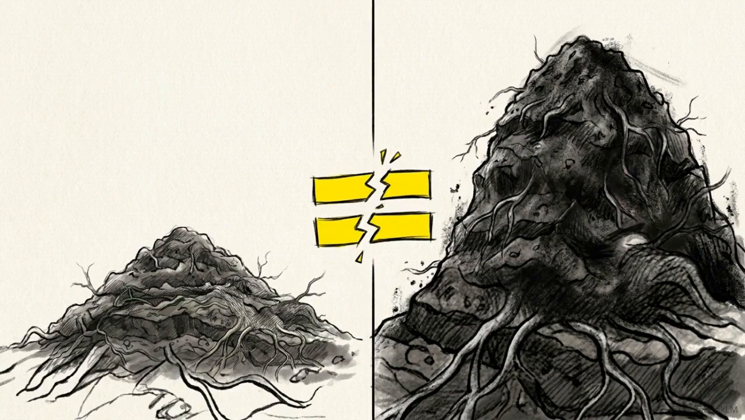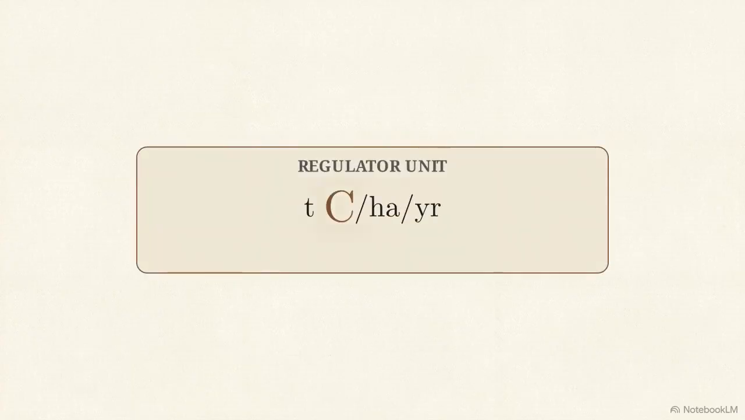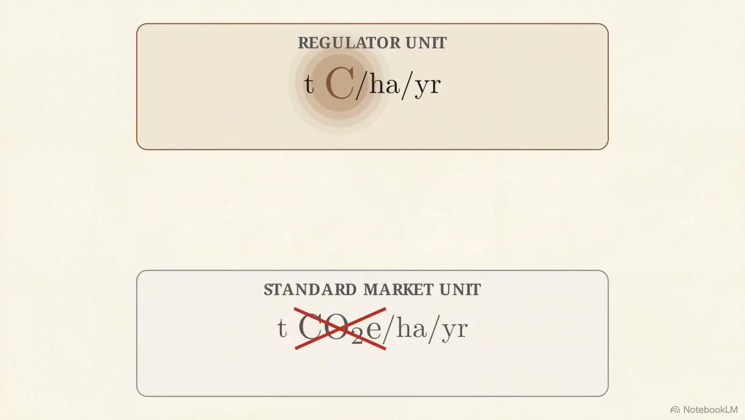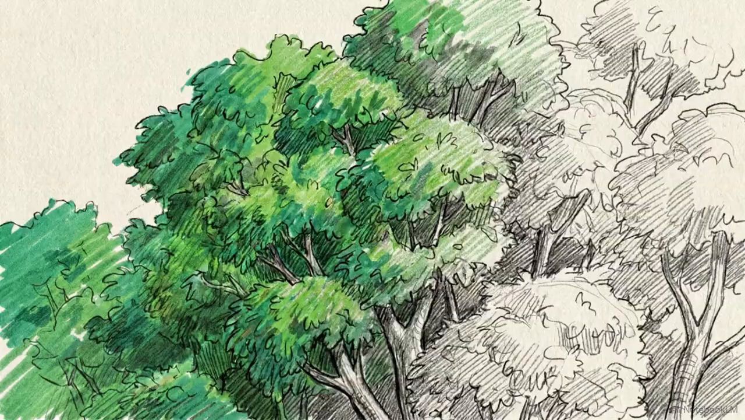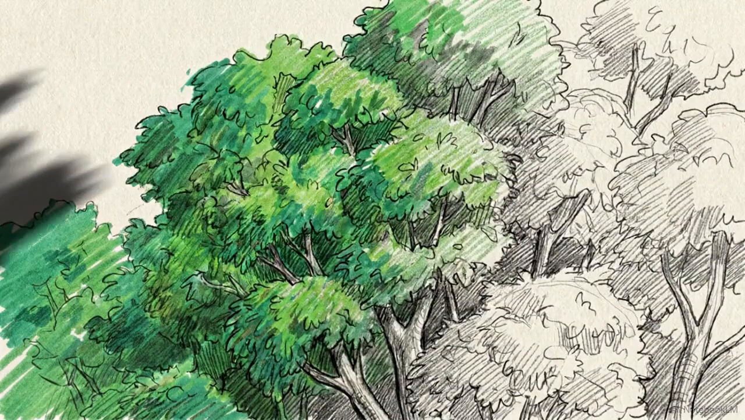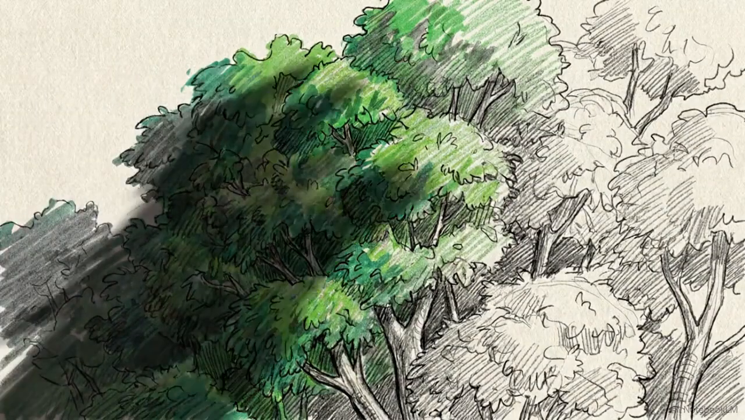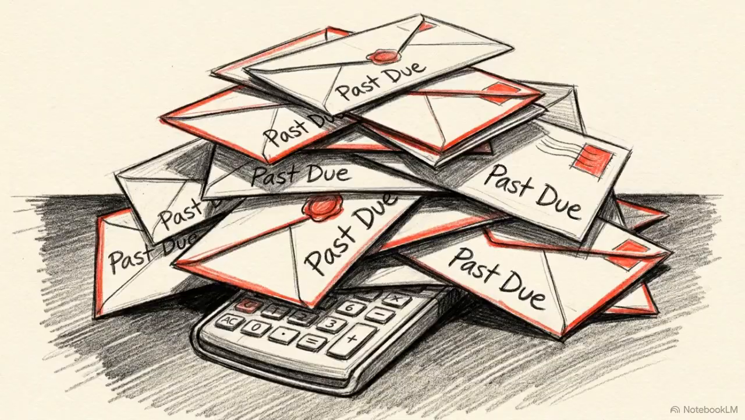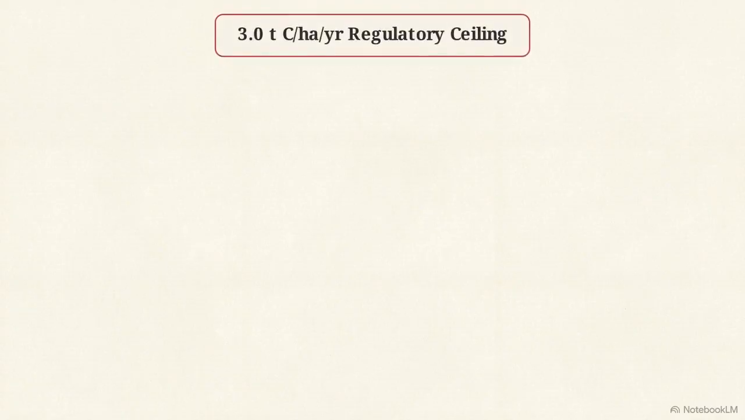A ceiling of 3 might sound like a minor adjustment, but the impact depends entirely on the unit of measurement. That unit is tons of soil organic carbon per hectare per year. This is distinct from the standard market unit of CO2 equivalent. In soil carbon, the two differ by a factor of roughly 3.7. By imposing this 3.0 cap, the regulator effectively mandated a massive haircut to the volume of credits a developer can issue, creating a mathematical collision with the project's financial obligations.